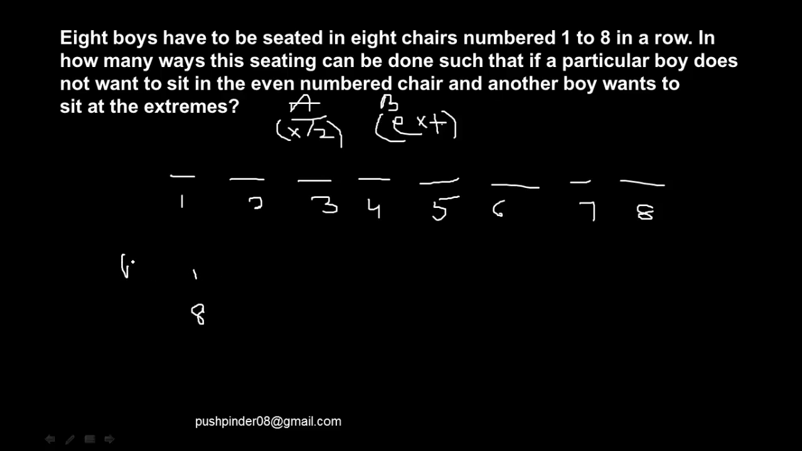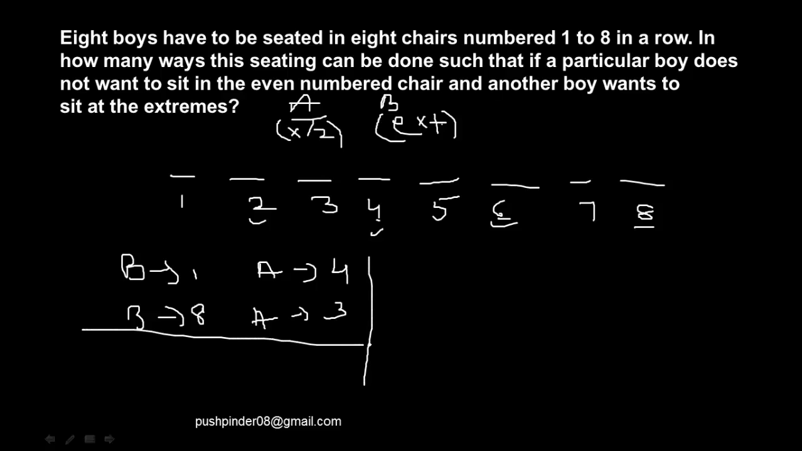So if boy B sits on the first chair, then how many choices does A have left? He can sit on 2, 4, 6, or 8. So he has 4 choices. But if boy B sits on the 8th chair, how many choices does A have left? A has just 3 choices, 2, 4 and 6. So that means the cases are colliding. If B sits on the first chair, A is left with 4 choices. If B sits on the 8th chair, A is left with 3 choices.